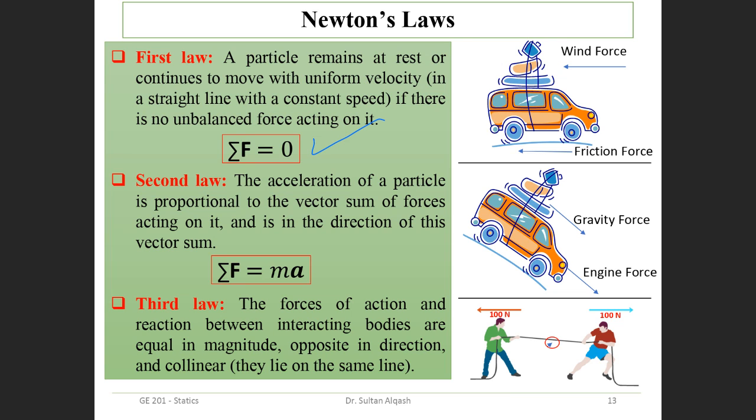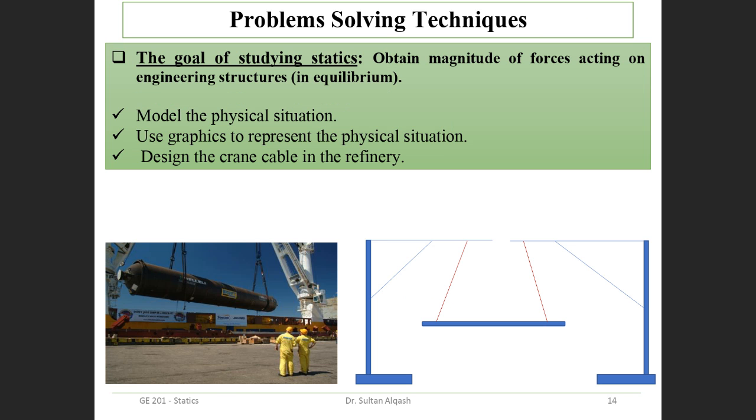sigma F equals 0. As you can see here, if you have wind and then the friction, all of them have zero net effect on, for example, the car or the object. As they have the same direction, same magnitude, it means sigma F equals 0. Sigma F equals ma, so this is acceleration, this means the second law, so there is motion, dynamics. The third law: any two forces equal in magnitude and opposite in direction, so this is the third law, right? Easy, simple, right? Next.